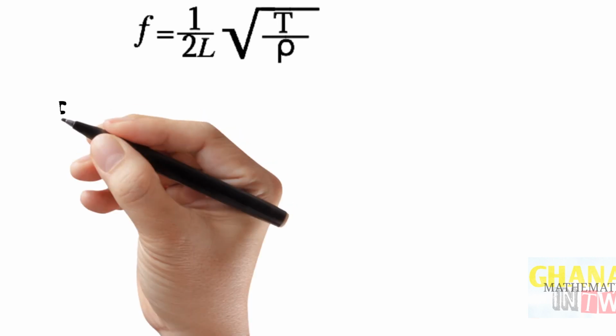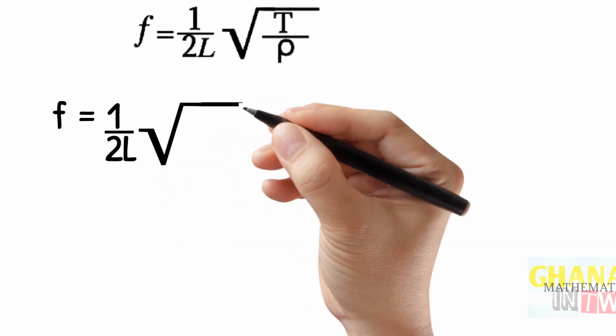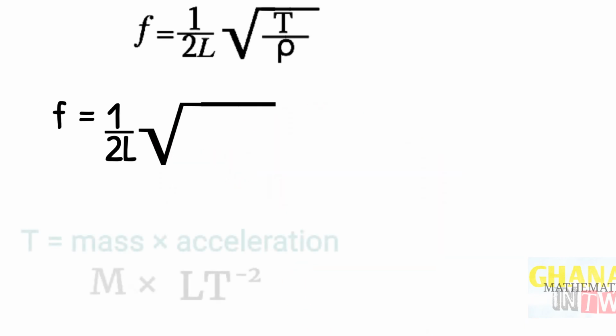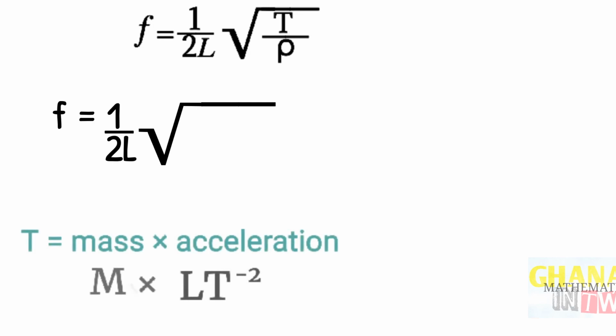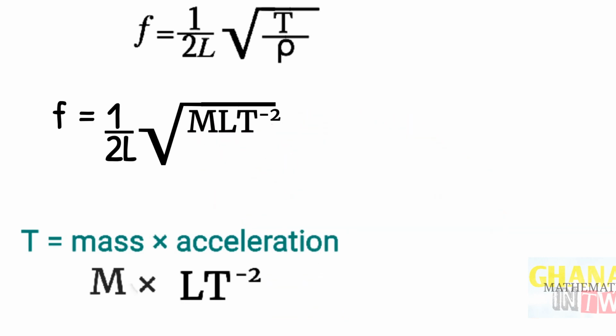F equals 1/2L times the square root of T, which is tension, over density. Now we know that the density is linear density. Have you forgotten the dimension for tension? The dimension of mass is M. The dimension of acceleration is L times T raised to the power -2. Therefore, M L T raised to the power -2 is the dimension for tension. The M is mass, the acceleration is meter per second square, the meter is length L, the second is time T. So this is the dimension.